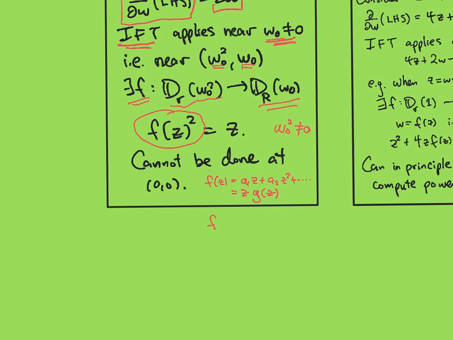And then if we satisfied the equation above near 0, you'd have a problem because you'd have a factor of z squared here equals z. So if you canceled those, you'd have g of z squared equals 1. And if you plug in 0, you get a contradiction. So you can't solve this equation near the bad point 0.